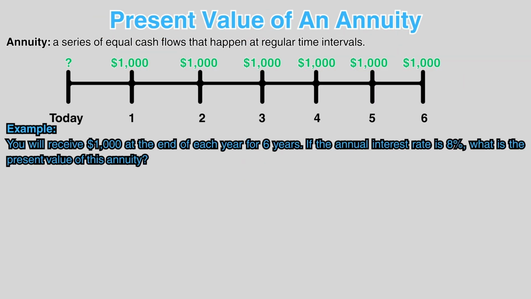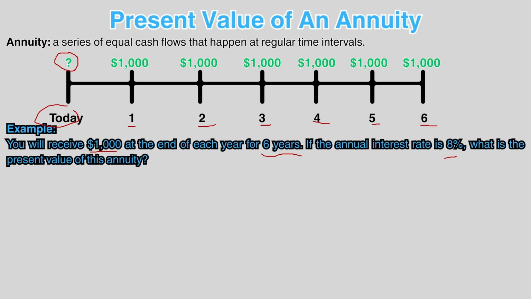Now we're going to go over an example. The question says you will receive $1,000 at the end of each year. So $1,000 at the end of each year for 6 years. If the annual interest rate is 8%, what is the present value of this annuity? So we're trying to find the present value of this annuity today. So we have $1,000 in year 1, year 2, year 3, year 4, year 5, and year 6. And then after the 6th year, we don't get any more money.